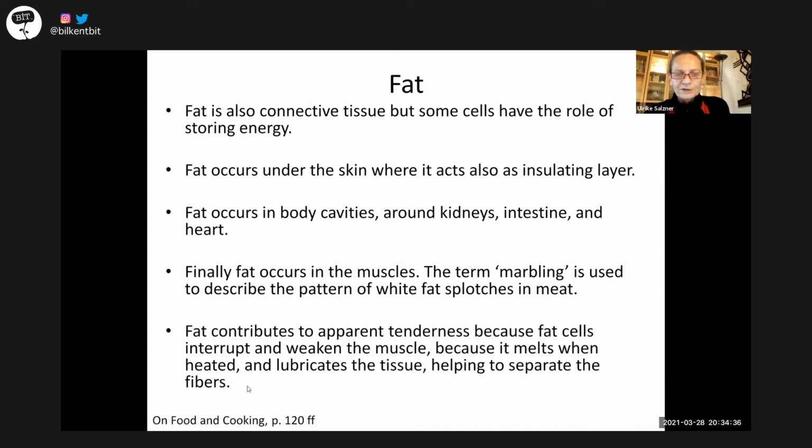So it contributes to so-called apparent tenderness, because the muscle fibers are still tough, but the bundles are falling apart, and this interrupts and weakens the muscle. And because it melts when heated, it lubricates, and then we get a very pleasant feeling when we eat it. So if the meat is too dry, too lean, it's not really the best meat.